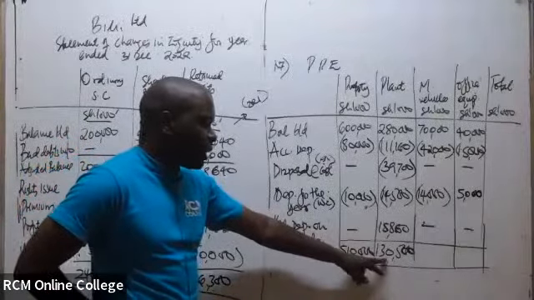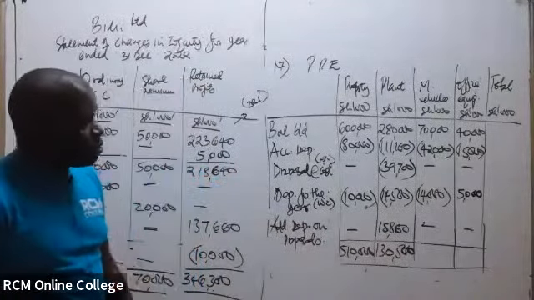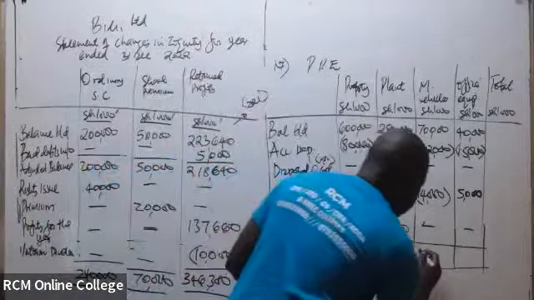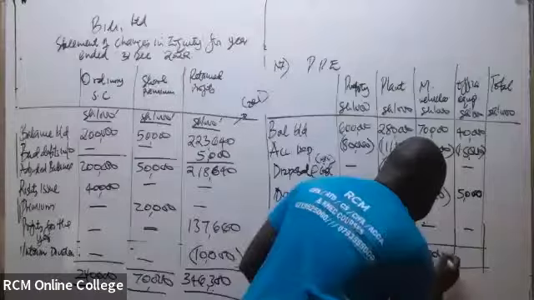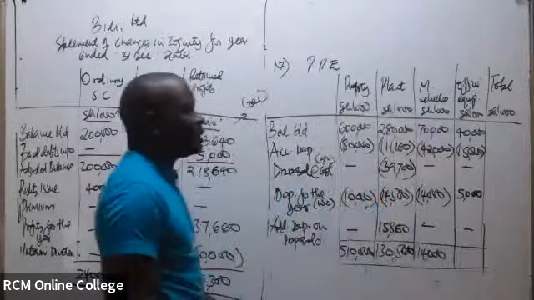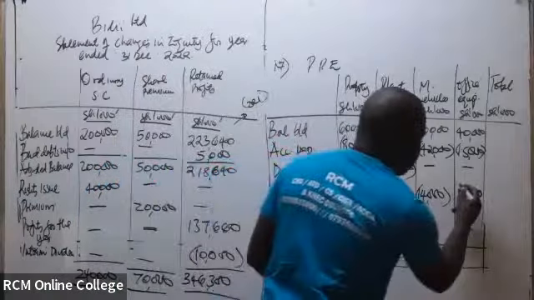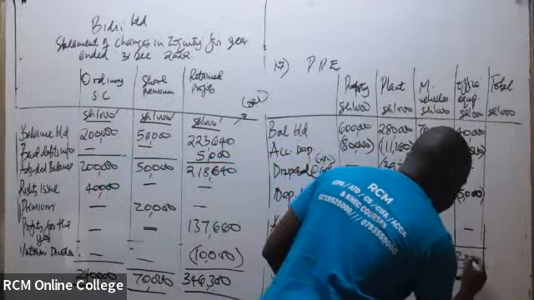So you'll end up getting 130,500. Here it is how much? It is 14 million. This one is 14 million. And this one is how much? I think it is 20 million. I think it should be 20 million.